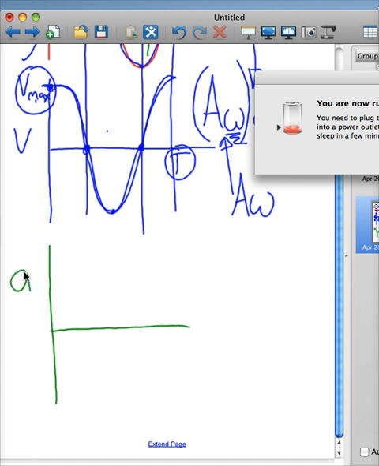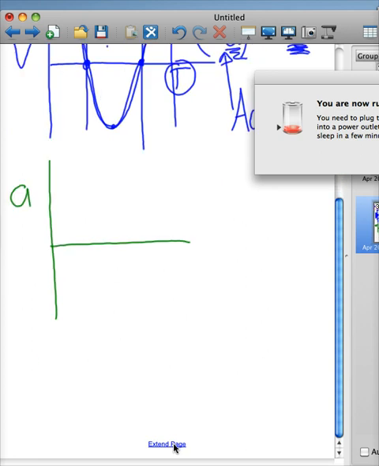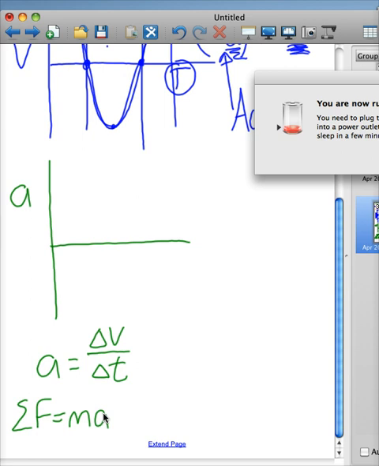We have to think about where the velocity is changing the most. Now you hopefully remember from mechanics that the acceleration is the change in the velocity over the change in the time. You can also think about this because the sum of the forces is mass times acceleration. Hopefully you remember from the first video that the forces aren't balanced at the top or the bottom of the motion. So at the top or the bottom, the acceleration is going to be a maximum.